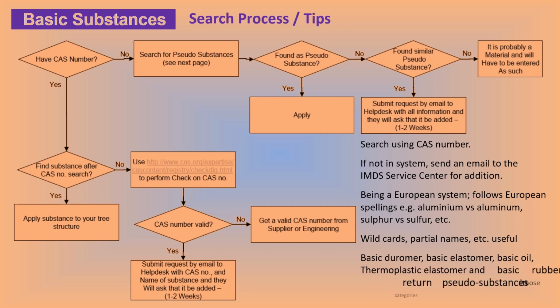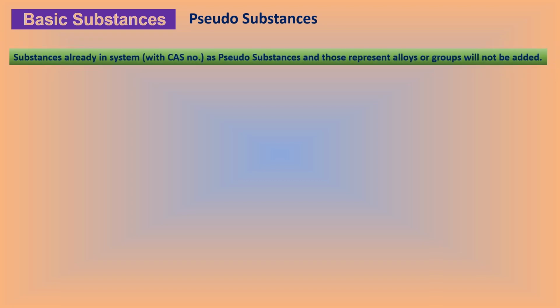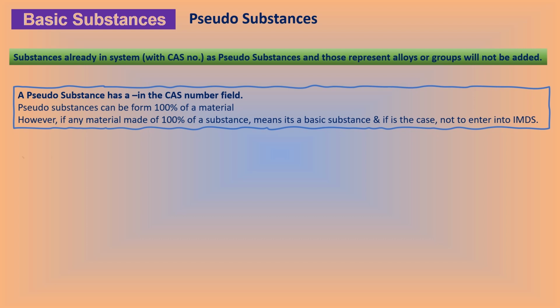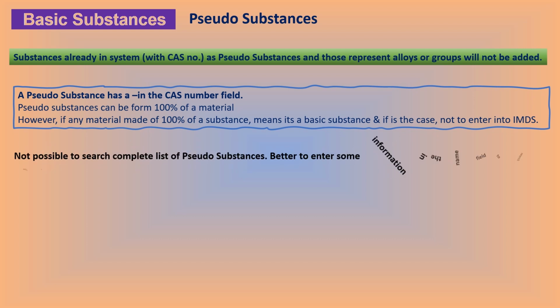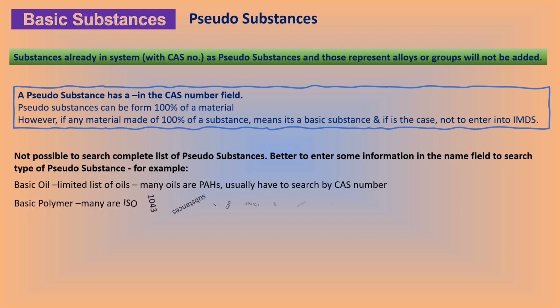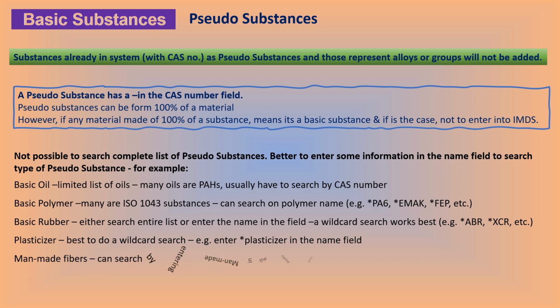Basic duromer, basic elastomer, basic oil, thermoplastic elastomer. Pseudo-substances: substances already in the system with a CAS number will not be added as pseudo-substances, and those that represent alloys or groups will not be added. A pseudo-substance has a dash in the CAS number field. Pseudo-substances can be 100% of a material. But if a material is made of 100% of a substance, it means it's a basic substance, and if that is the case, do not enter it into IMDS. It is not possible to search the complete list.